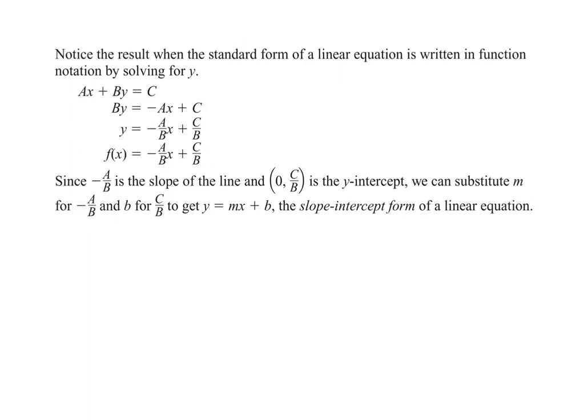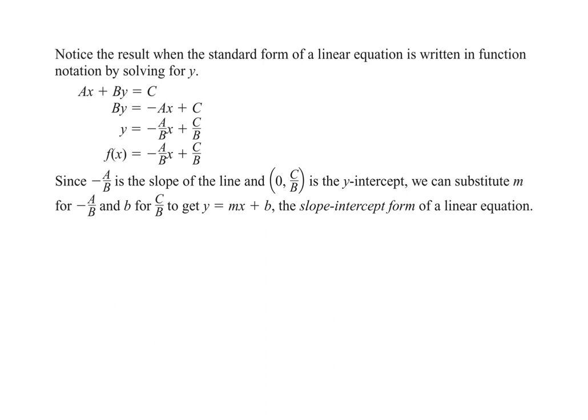Slope-intercept form means that you want y by itself. So they've done it this way with just your standard form. If you have it in standard form, the first thing you would do is subtract your x over. So we have by equals negative ax plus c. Then your final step here would be divide by b. So you end up with y equals negative a over b x plus c over b.